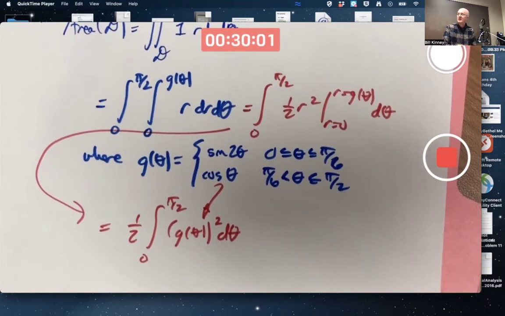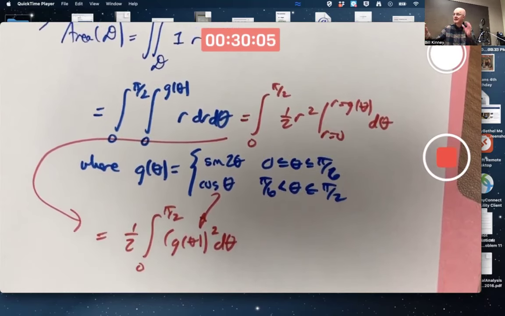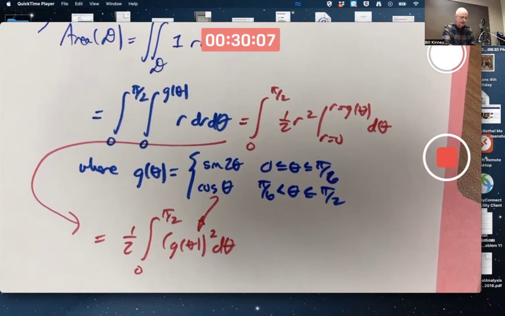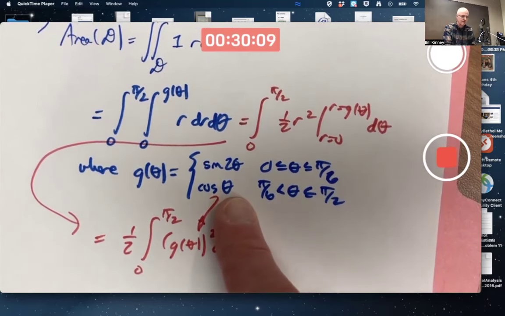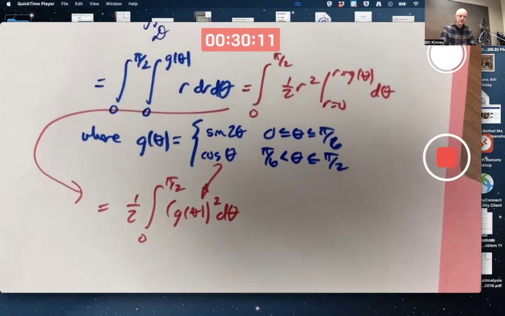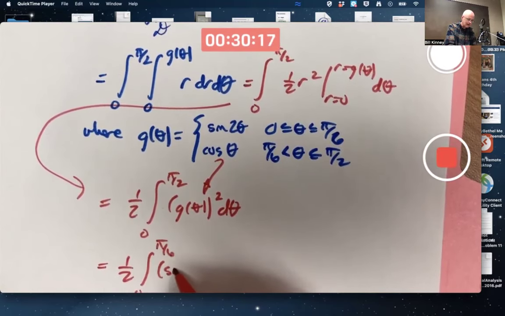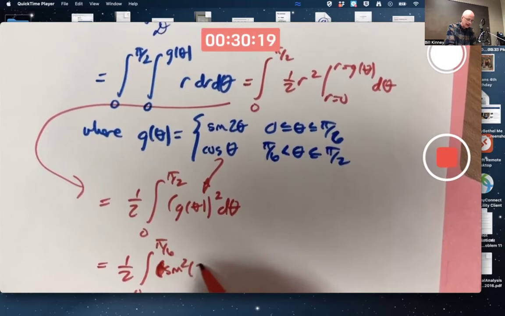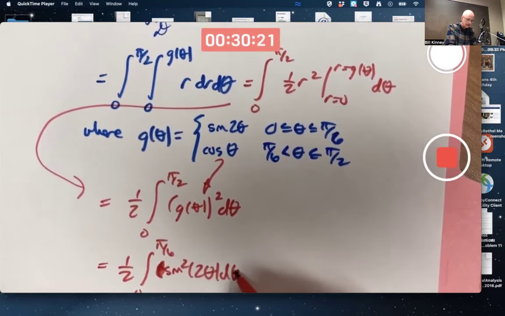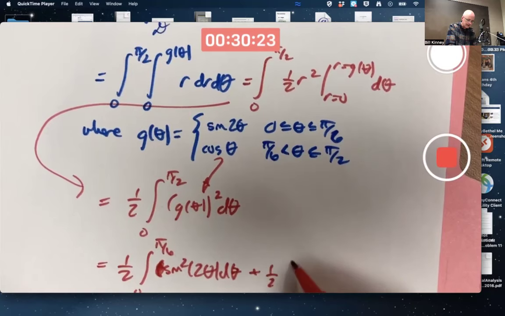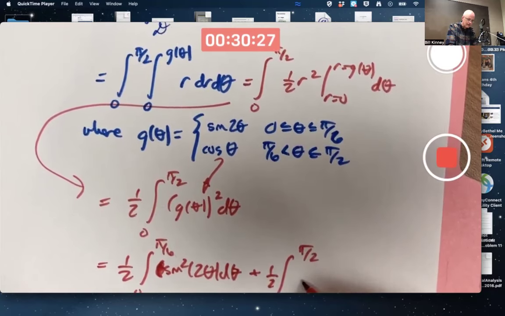which, to finish it, you'd have to do in the exact same way I showed you 15 minutes ago. You'd have to write it as the sum of two integrals, because g of theta is piecewise. This would ultimately be 1/2 times the integral from 0 to pi over 6 of sine squared 2 theta plus 1/2 times the integral from pi over 6 to pi over 2 of cos squared theta. Exact same thing we did.